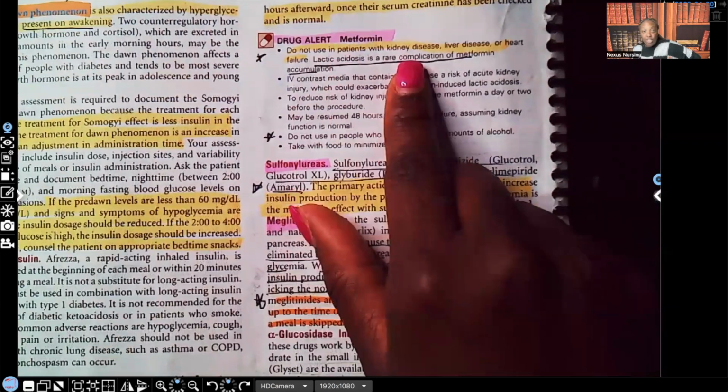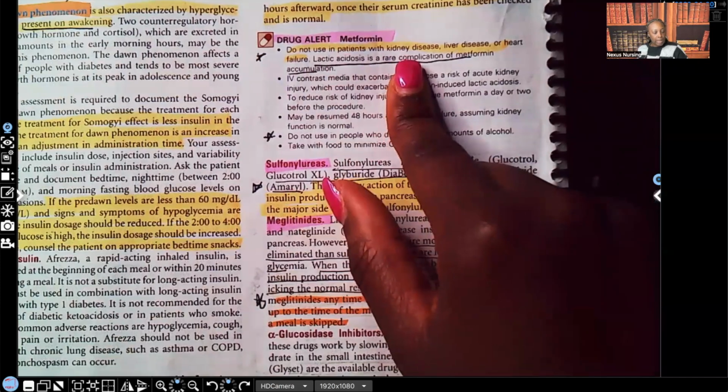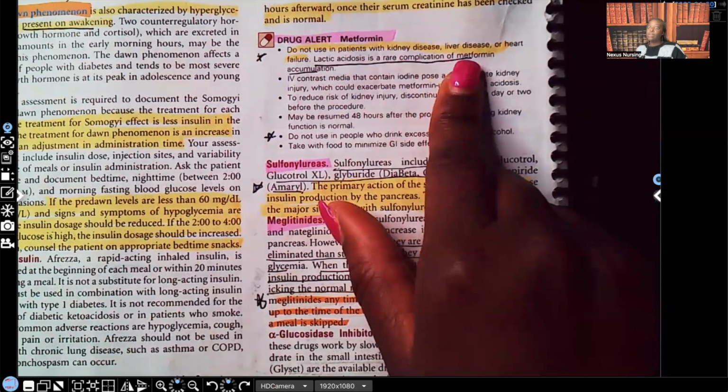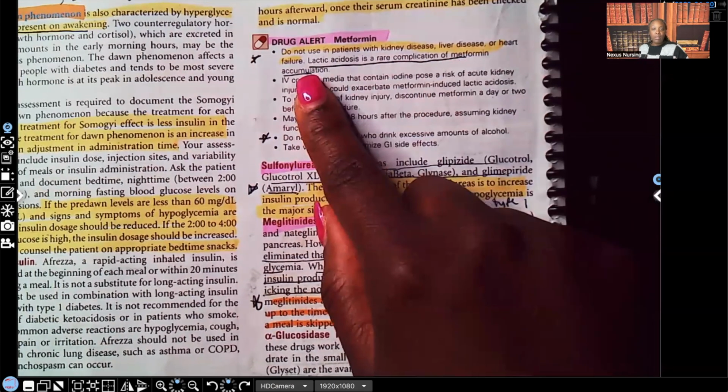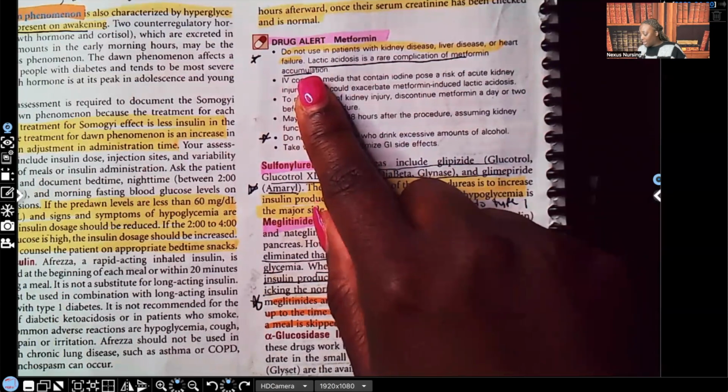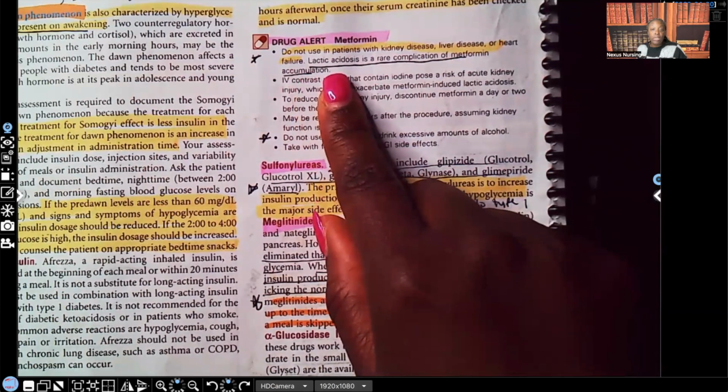Do not use in patients with kidney disease. And I just explained to you why. Liver disease, I just explained to you why. Or heart disease, their heart's not going to be able to take, especially if that medication builds up in their body. Lactic acidosis is a rare complication of metformin accumulation. Now, guys, even though it's rare, guess what? It's deadly. We don't want to see it happen.